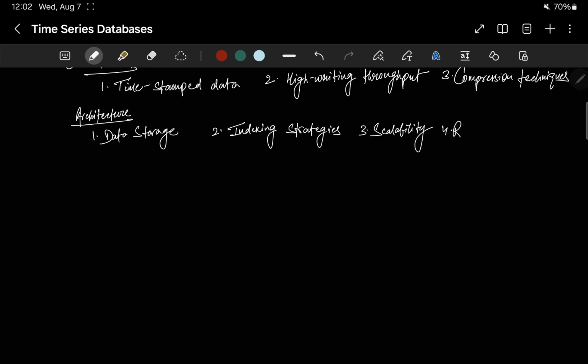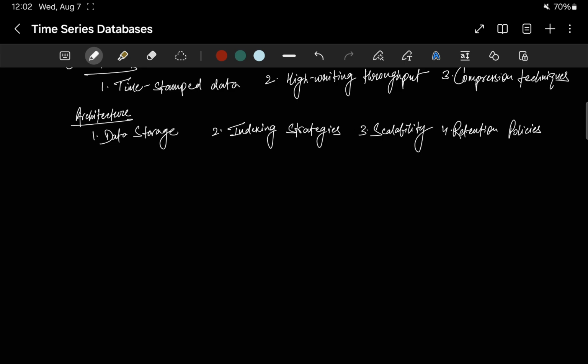And retention policies. Time series databases incorporate configurable retention policies to manage the lifespan of the data. These policies define how long data points are retained, helping to optimize storage usage and ensure relevant historical data is preserved.